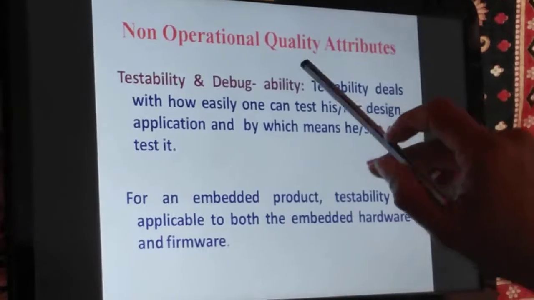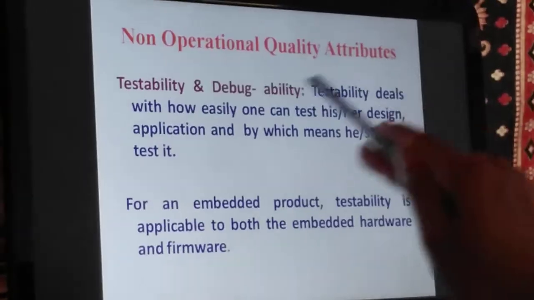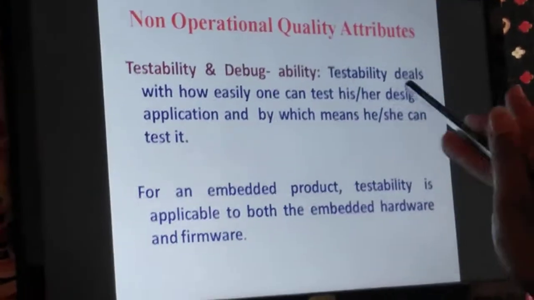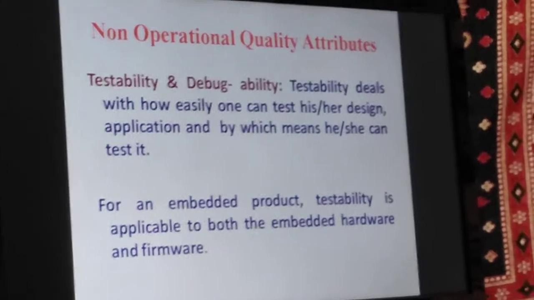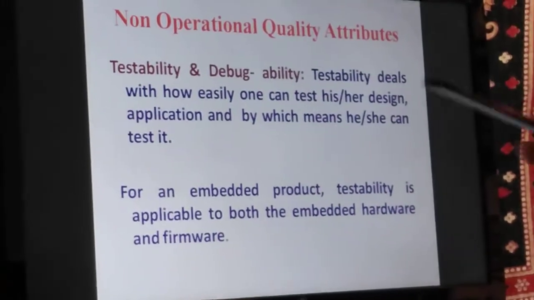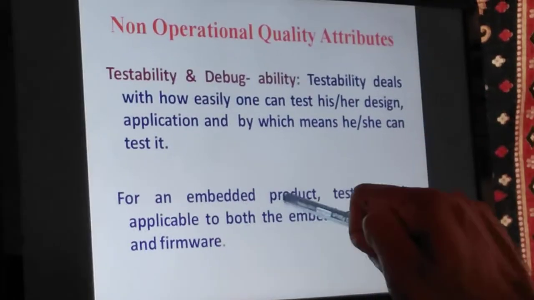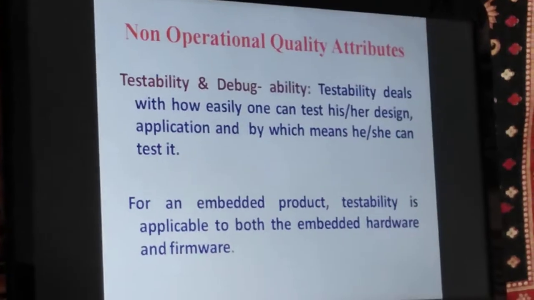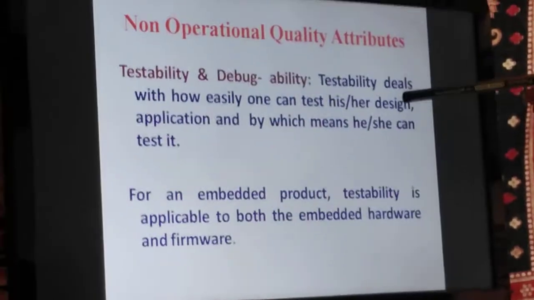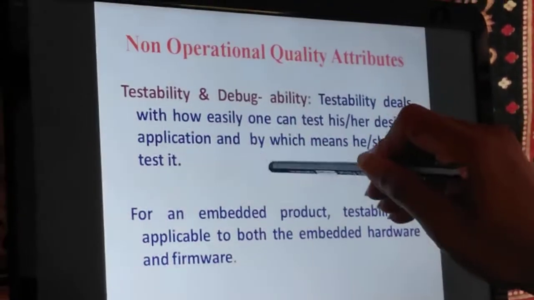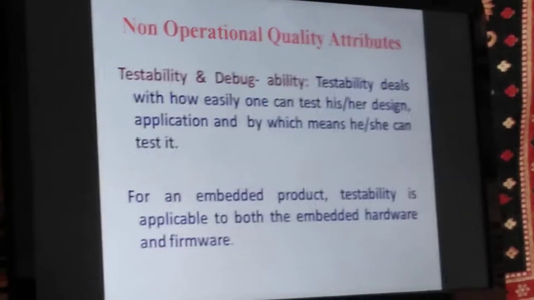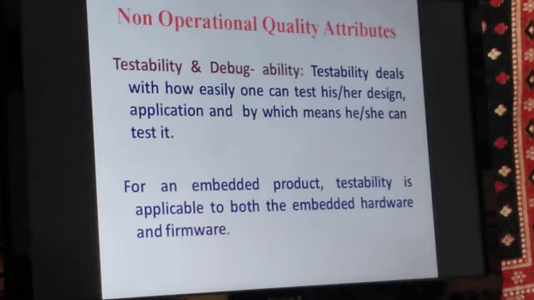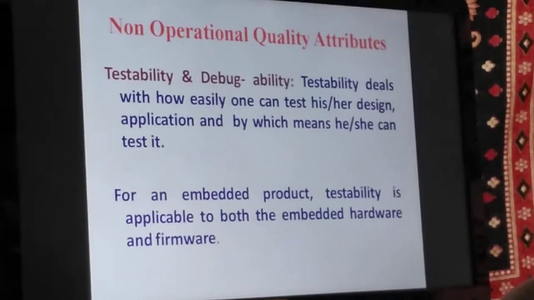Testability and debuggability. Testability deals with how easily one can test his or her design and applications, and by which means. For an embedded product, testability is applicable to both embedded hardware and firmware. When you develop a system, we should test our design and our final applications. Then only we will realize the faults and corrections.